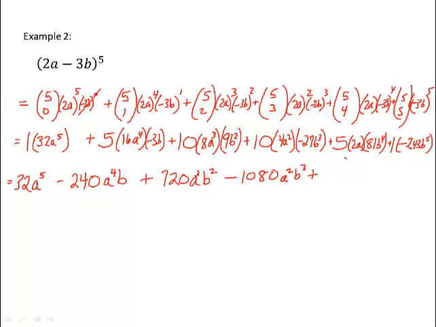Next one, we're back to being positive. 2 and 5 multiplied to 10 times 81 is 810. A, b to the 4th. And this one's already done for us, negative 243, b to the 5th. Now that might feel like a lot of work. I mean, it is, right?